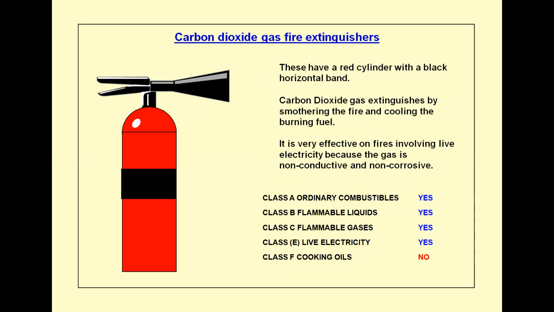Now we'll see about the carbon dioxide fire extinguisher. A carbon dioxide fire extinguisher will look like a red cylinder with a black strip. The carbon dioxide extinguisher smothers the fire and cools the burning fuel. So the fire will not take place since the heat will be taken off. Except for cooking oil fire, which is class F, it can be used for all. It is also non-conductive. So ideally, it could be widely used on electrical fire, which is a class E type fire.